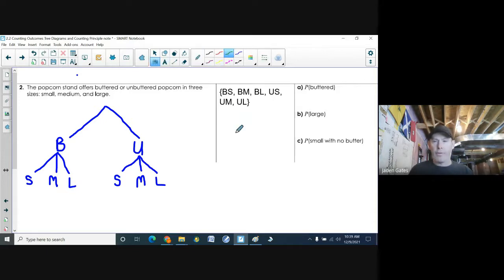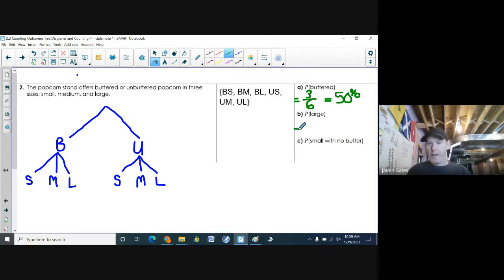All right, now figuring out probabilities. What is the probability you get something that's buttered? Well, again, there are 6 possibilities. And there are how many butters? 1, 2, 3 of them. And so as a percentage, 3 out of 6 is half, which I don't even have to use my calculator for. There is a 50% chance that somebody picks buttered.